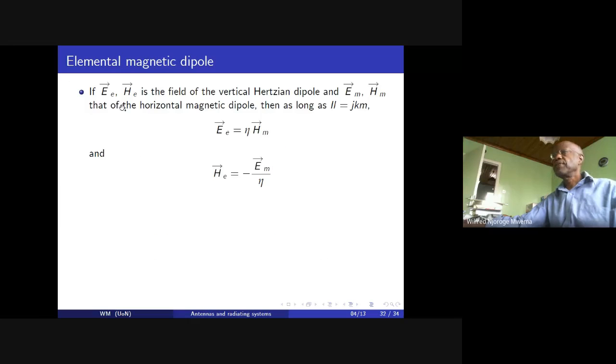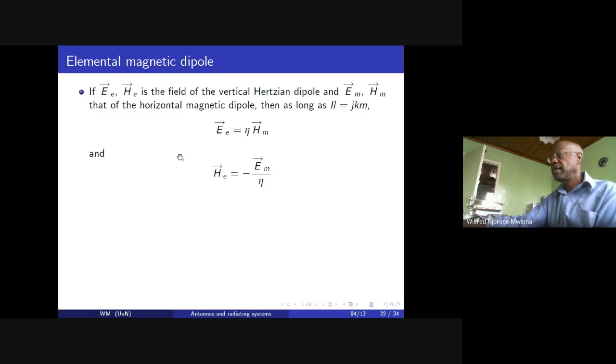So if we say that E_E and H_E are the electric and magnetic field intensities for the vertical Hertzian dipole, and E_M and H_M are those from the horizontal magnetic dipole, then as long as the current moment, that is current multiplied by length, is equal to jk multiplied by the magnetic dipole moment, we can always obtain E_E by multiplying eta by the magnetic field intensity of the magnetic dipole.